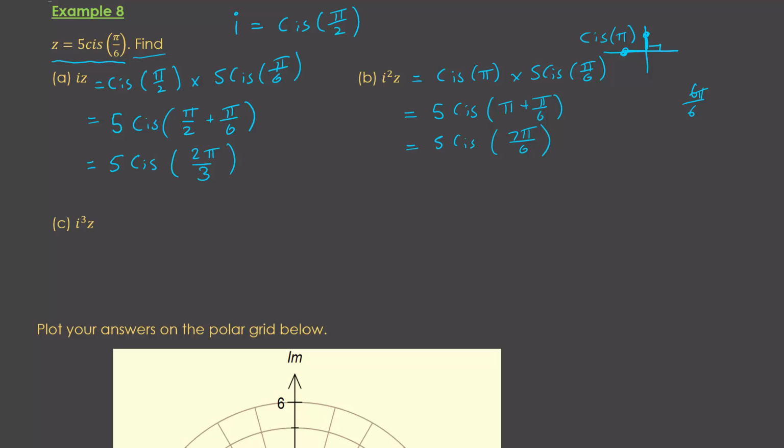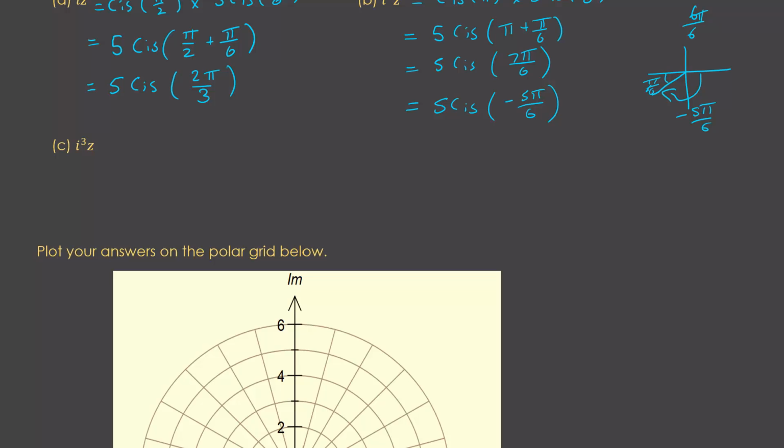And that falls outside of the interval negative pi to pi. 7 pi by 6 would be just here, where this angle is pi by 6. So we'd represent that as negative 5 pi by 6. So what we have here is 5 cis negative 5 pi by 6.